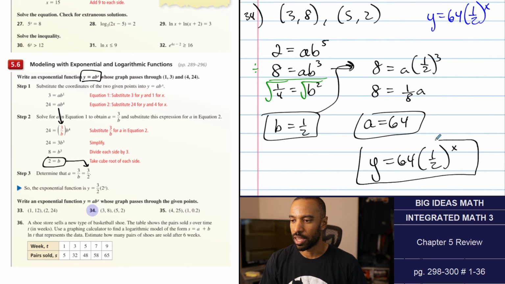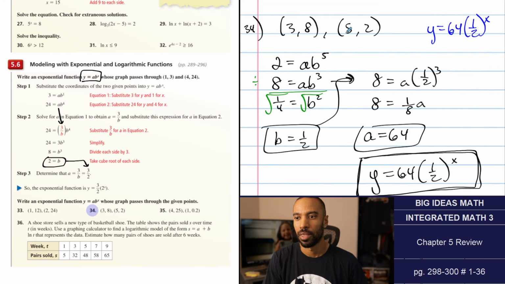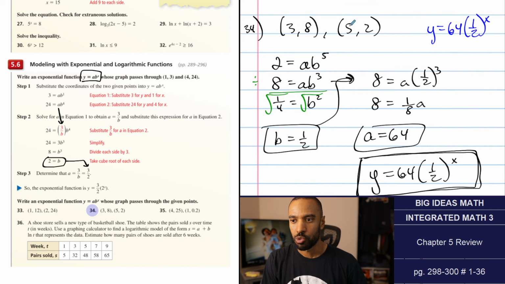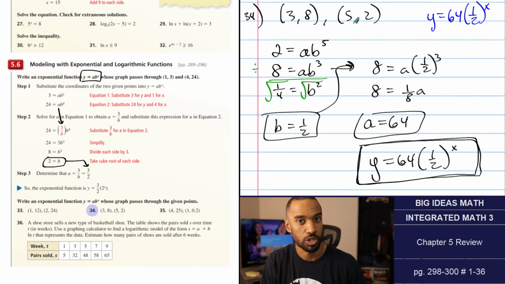Now, before you believe that, oh, he just has an answer key right here, oh, he's done these problems before. No. From 3 to 5 are 2 powers of x. We divided by 4 in total to get here. That means we divided by 2 twice. That's multiplying by 1/2. That's our b value.